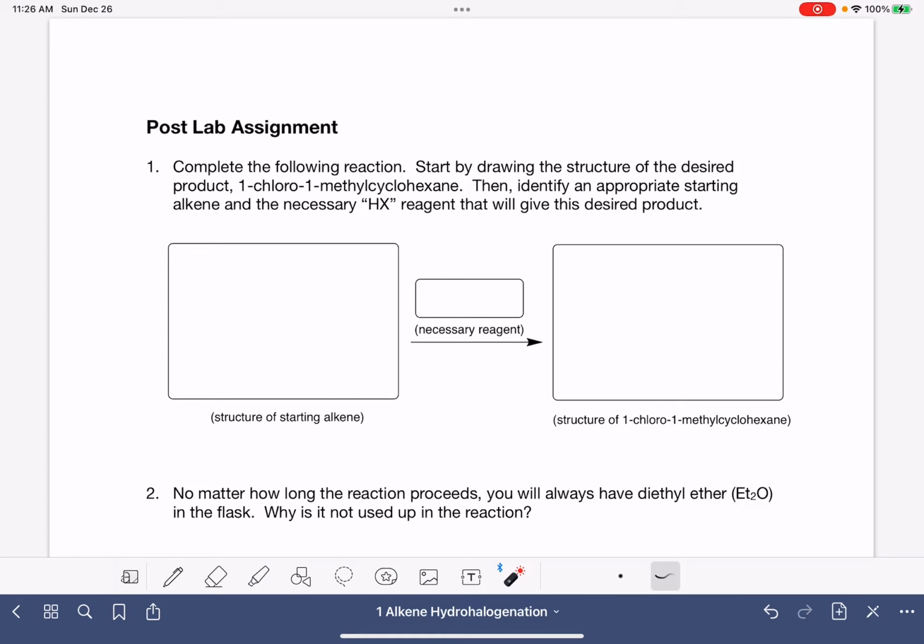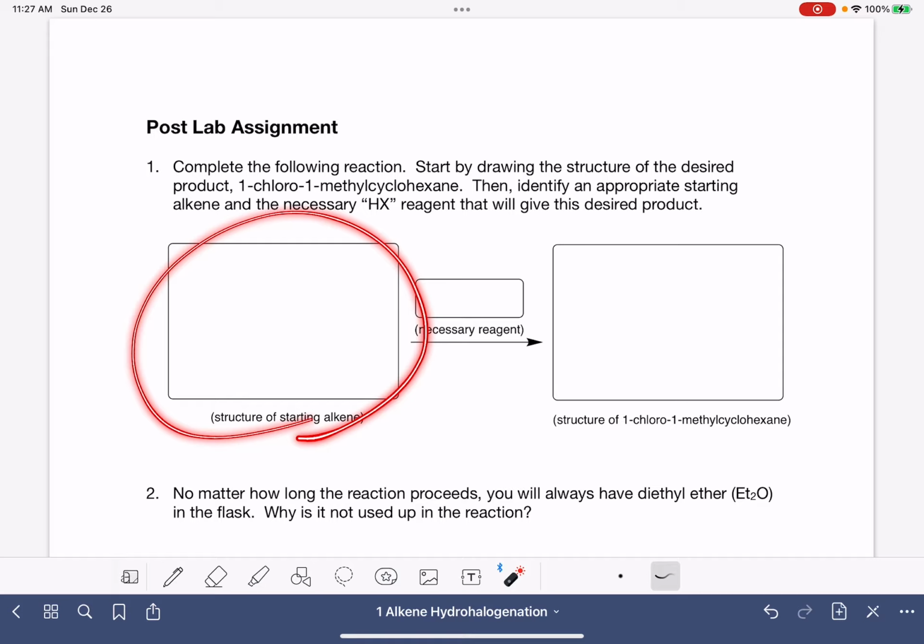And then you're going to come up with the structure of an alkene and an HX reagent that would successfully synthesize 1-chloro-1-methylcyclohexane. To be clear, I do not want you to write HX in this box. I want you to be more specific than that. So that means I want you to write the structure of an HX molecule, such as HCl or HBr or HI, whichever one you decide is the most appropriate. Here's a really big hint right there. Please don't get this one wrong.